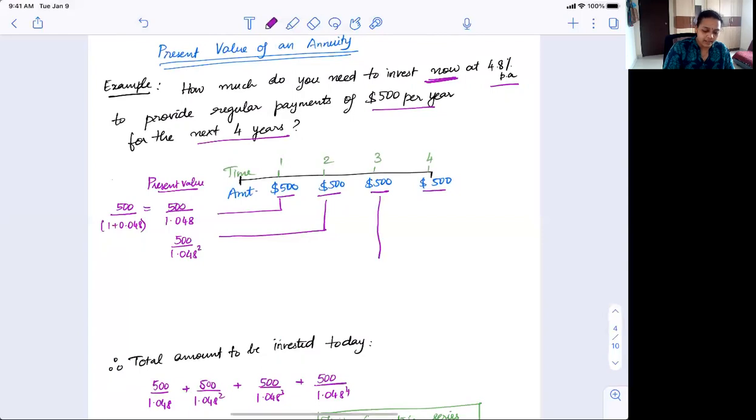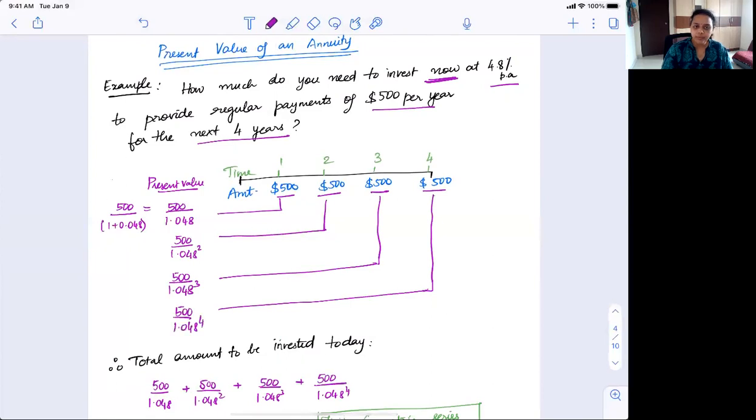Similarly, if I need 500 three years from now, if I need to make that payment three years from now, today I should have 500 by 1.048 cubed. And then finally, for the last year, I should have 500 by 1.048 to the power 4.